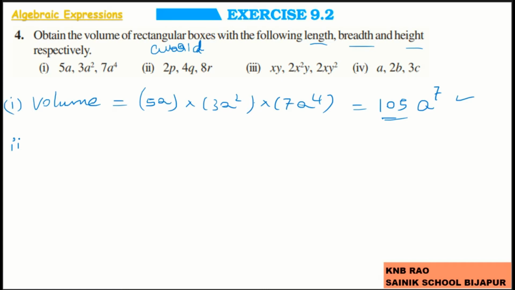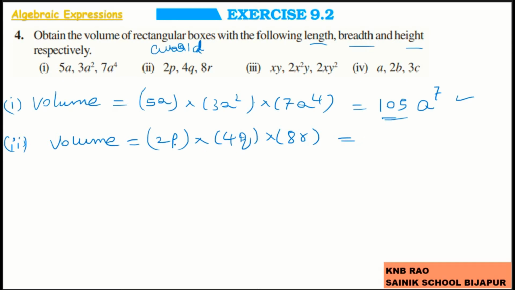Next, in the case of the second one, volume will be 2p multiplied by 4q multiplied by 8r. So 2 fours are 8, 8 eights are 64, and p into q into r becomes pqr, becomes the volume of these monomials being length, breadth and height respectively.